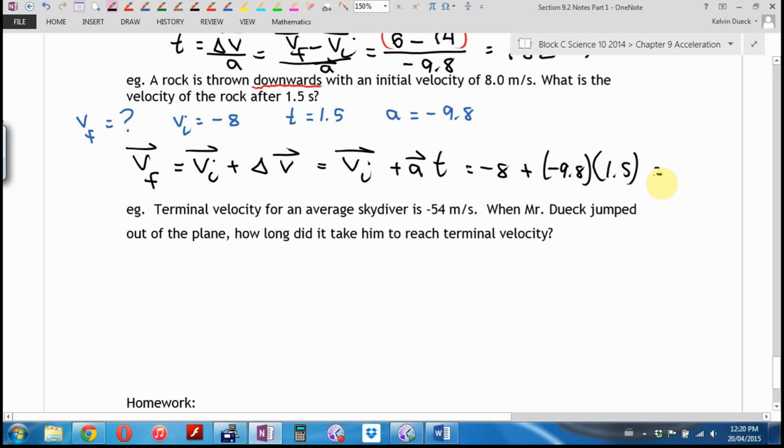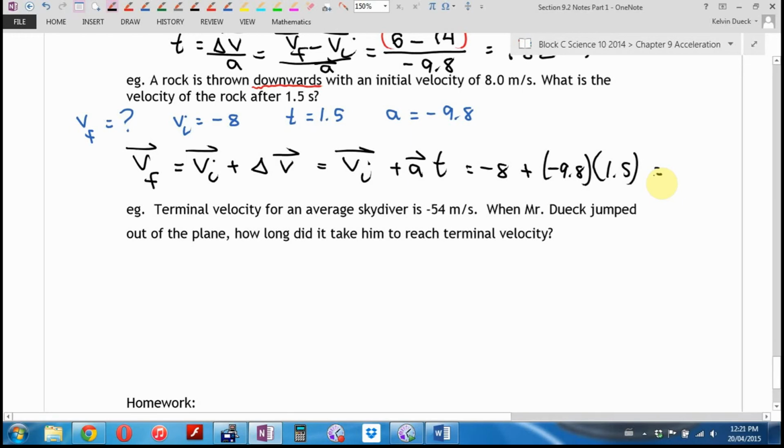By the way, if you stood on a cliff and you threw a rock downwards off the top of the cliff, after 1.5 seconds, what direction would the rock still be traveling? Downwards. Am I expecting a negative or a positive answer here for my V final? Should be a negative. One of the things I like about physics is there are, Ty, built-in error checks. I know I'm heading down. I better get a negative answer. If I don't, I've either made a mistake in my data or I've made a mistake in my calculator.